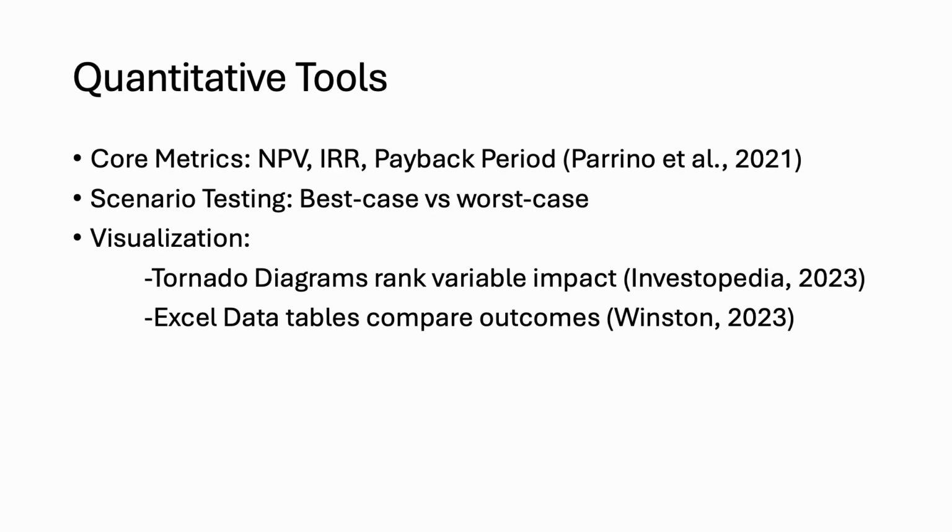Quantitative tools. Sensitivity analysis relies on key financial metrics like net present value and internal rate of return to assess a project's viability. By testing different scenarios like strong sales versus a downturn, you get a clear picture of potential outcomes. Tornado diagrams are especially useful visually, ranking variables by impact, so you can see if cost risks outweigh everything else.